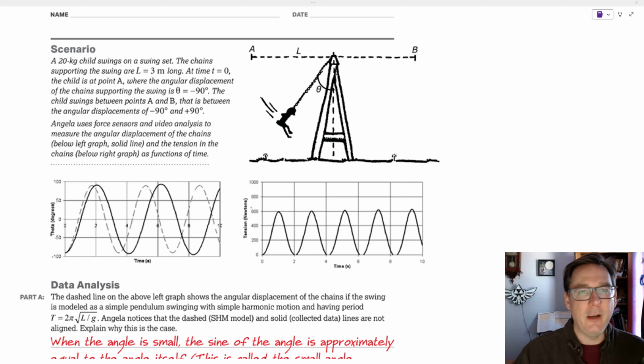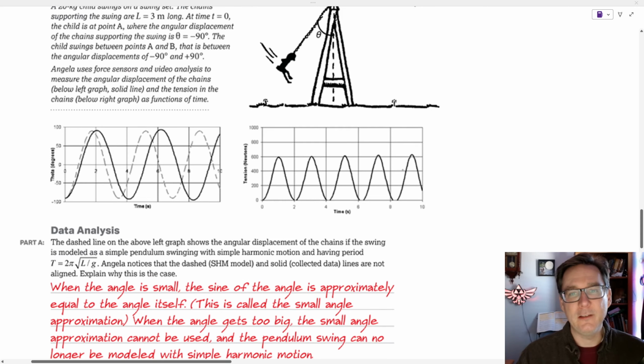Okay, in this scenario, we have a child swinging on a swing set. They go really high up. They basically go to 90 degrees through the bottom, through the resting position or the equilibrium position. And Angela graphs that, of course, like any good physicist or physics student would.